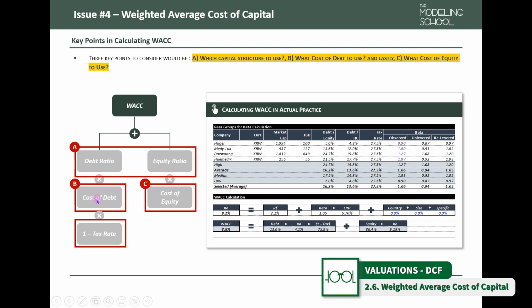among these factors. And of course, tax rate is also important, but usually tax rate is a given, so we won't put so much time into discussing tax rates. So let's move on and start from the capital structure.